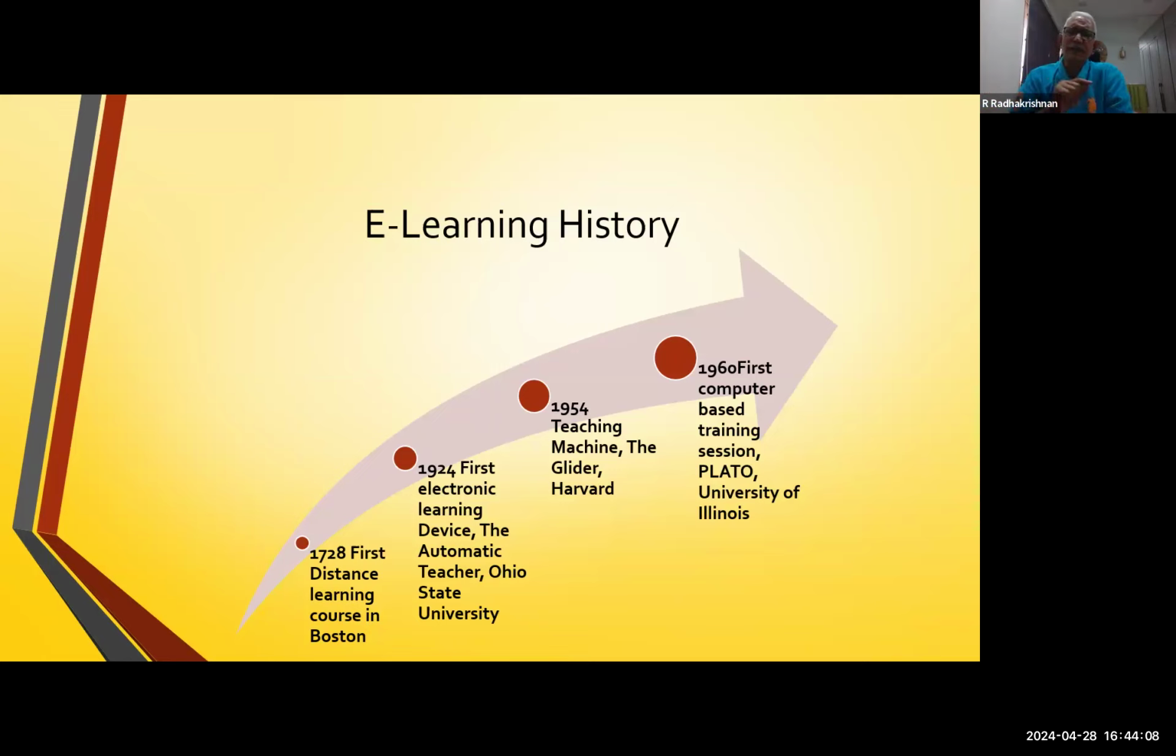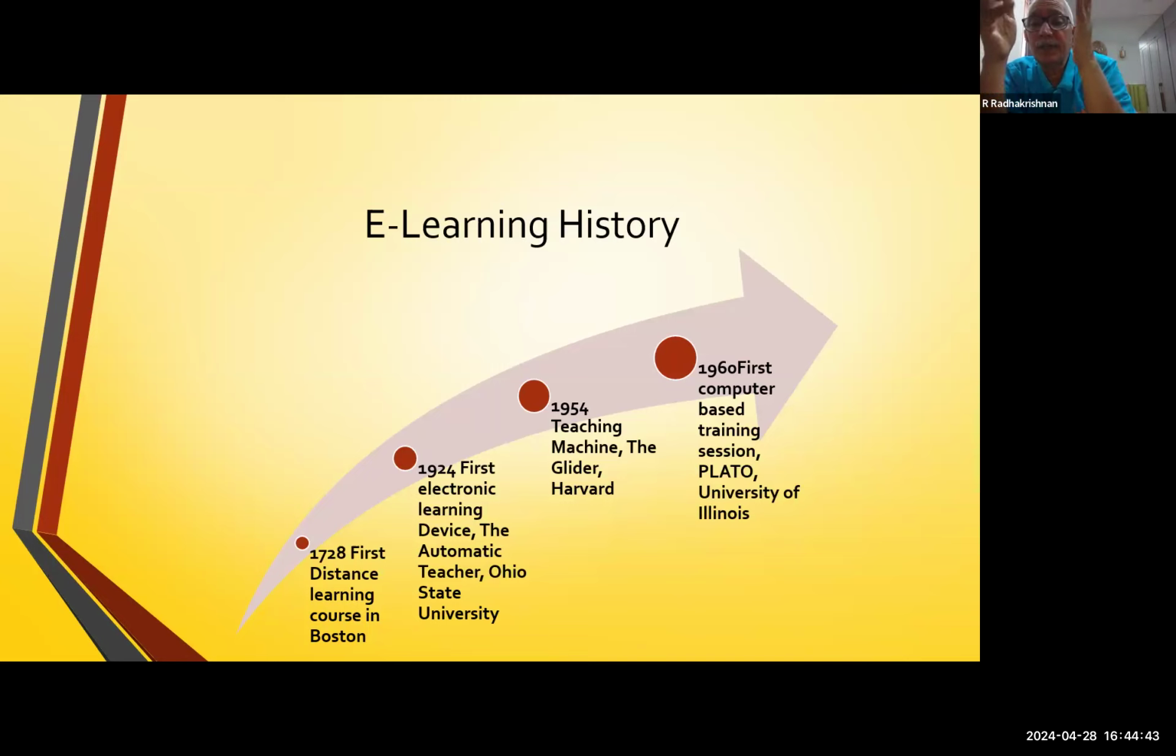And if you look at the first almost 300 years, the efforts came only from the US. The first distance learning came from the US, then the electronic device came from the US, and then the teaching machine, put up by Skinner, a psychologist, also came in 1954. See, from distance learning to electronic learning, it took them 200 years. And from electronic learning to another advanced electronic machine, it took them 30 years.